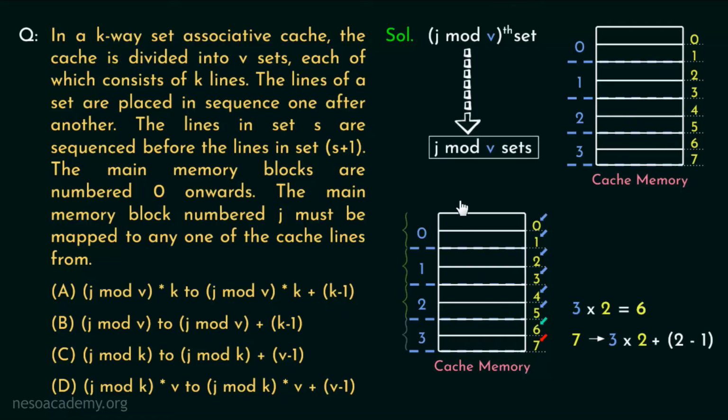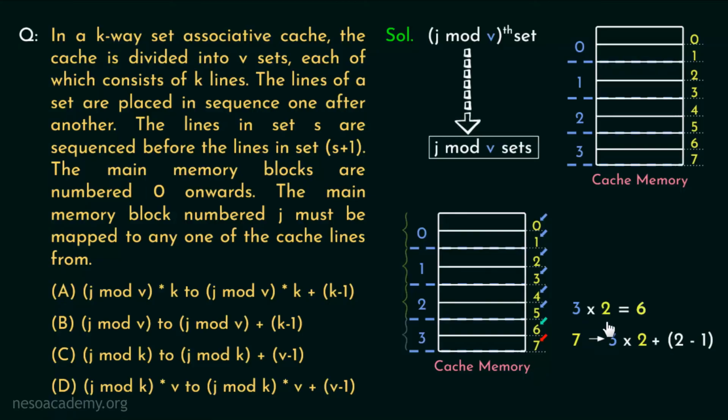Now observe this carefully. J mod V sets is the number of sets we need to cross in order to get to the J mod Vth set. That means the set where the main memory block number J is going to be placed onto. Now this is similar to the value 3 in here, isn't it?